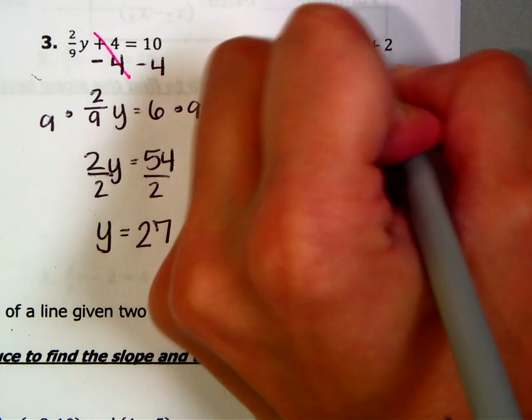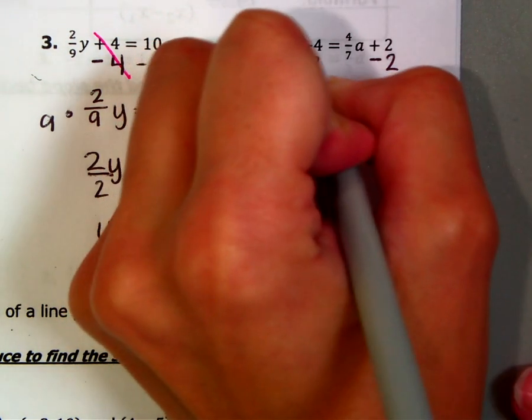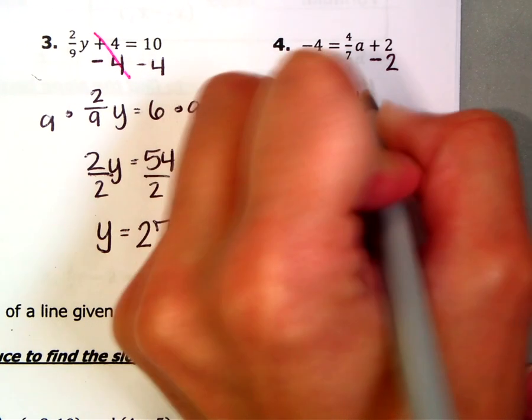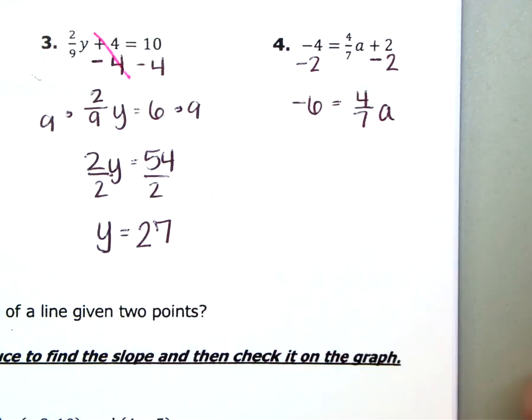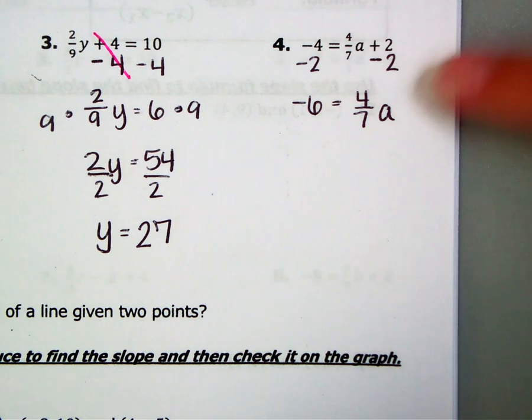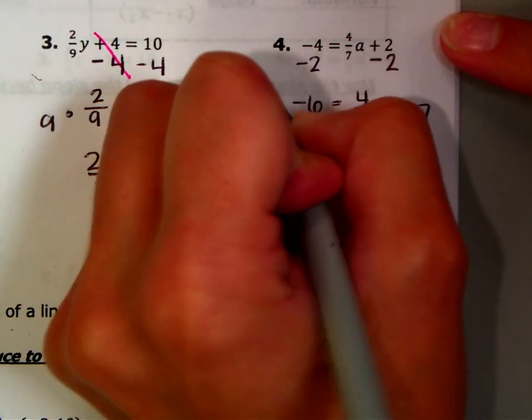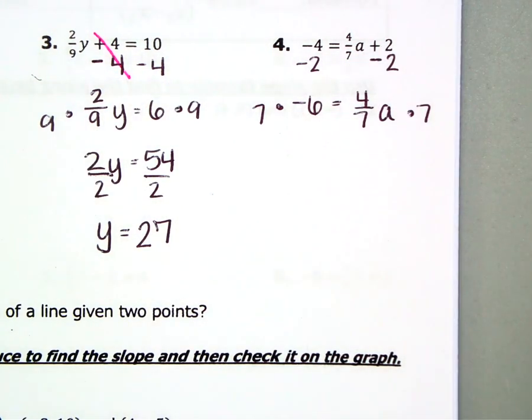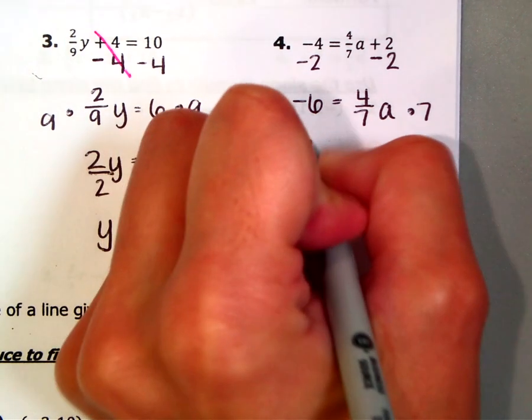All right, so first thing you want to do is subtract 2 from both sides. Then I've got to get rid of this fraction. Fraction is a fancy way of division. If we are trying to undo division, what do I multiply by? 7. 7 times negative 6 is negative 42.